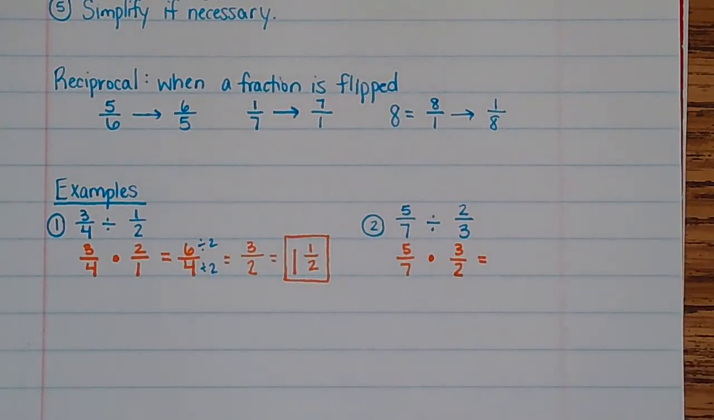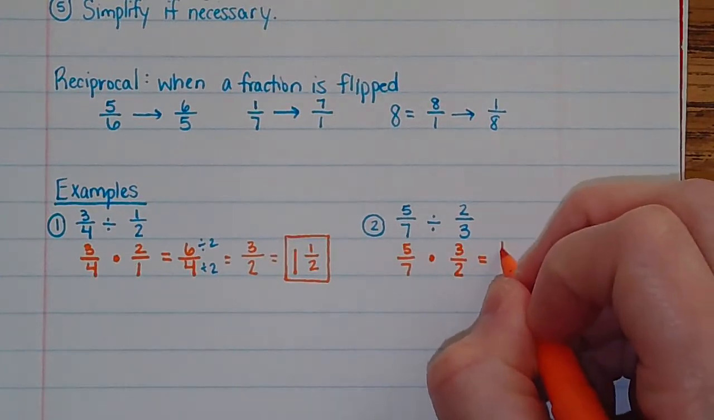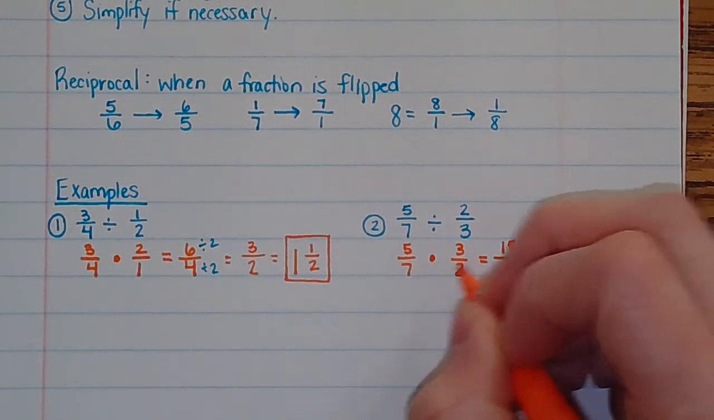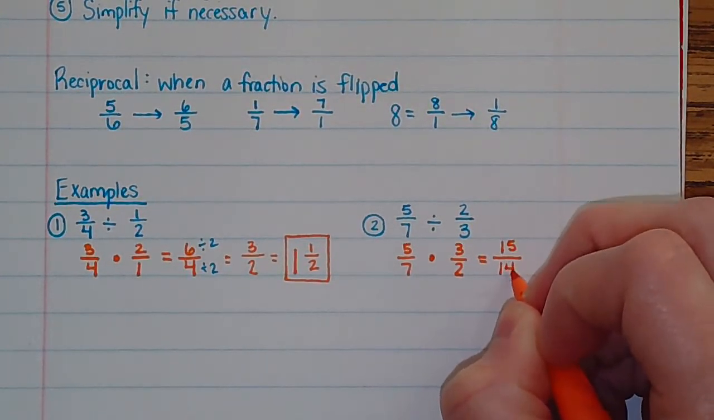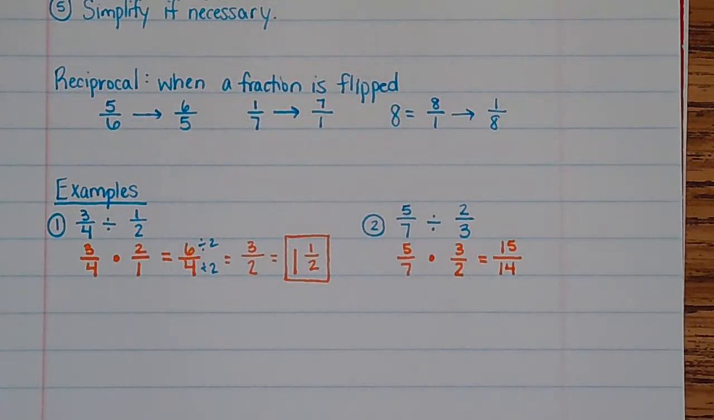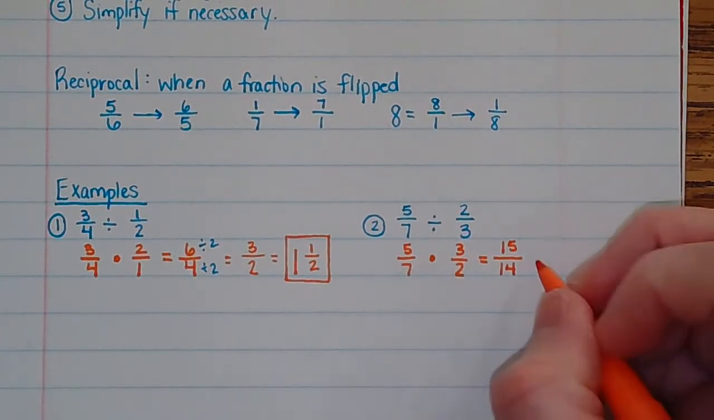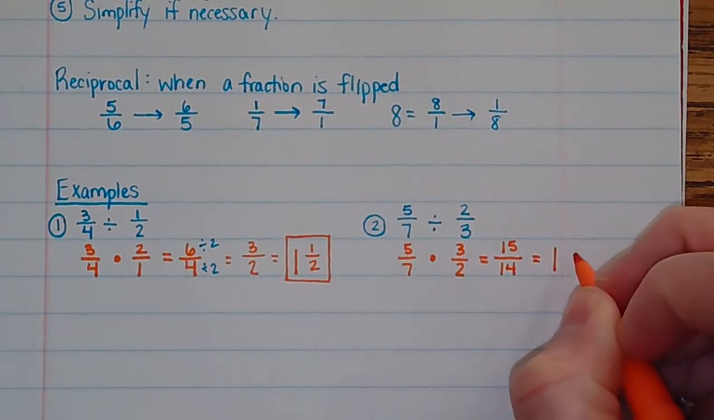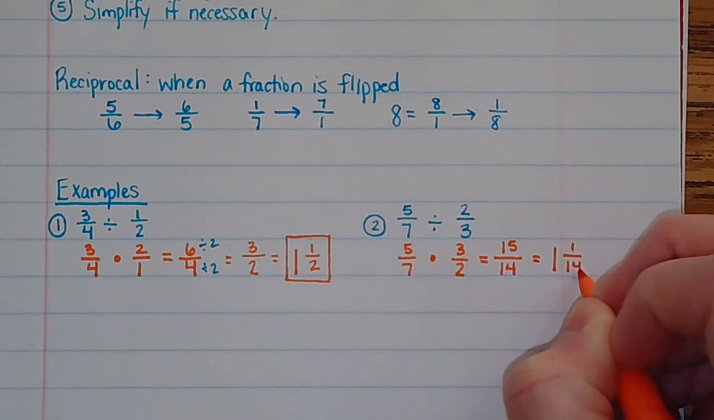Okay? Nothing to cross cancel here, so I multiply straight across. 5 times 3 is 15. 7 times 2 is 14. Okay? I can't simplify that. Nothing goes into both of them, so you might want to leave it like this. If it wants it as a mixed number, it would be 1 and 1/14.